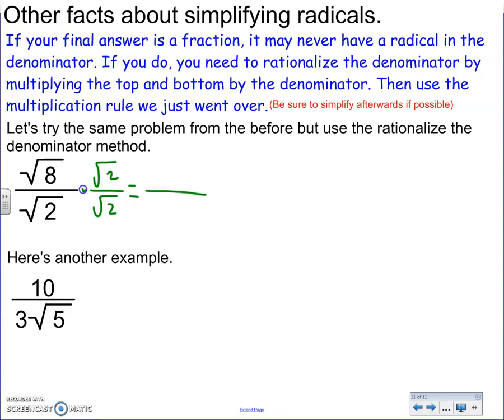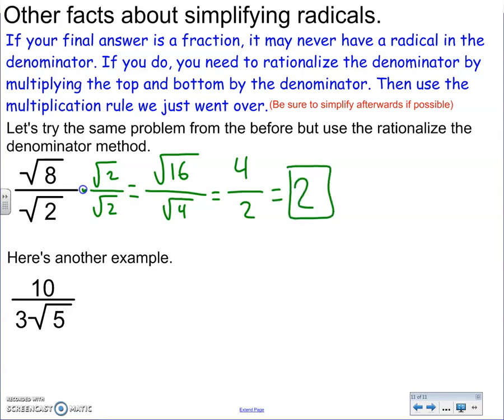Remember, when you multiply square roots, they can make a single square root, just multiply inside, so 8 times 2 is 16. On the bottom, square root of 2 times square root of 2 is square root of 4. But look, the square root of 4 is just 2. On top, the square root of 16 is just 4. Then I reduce, 4 divided by 2 is 2.